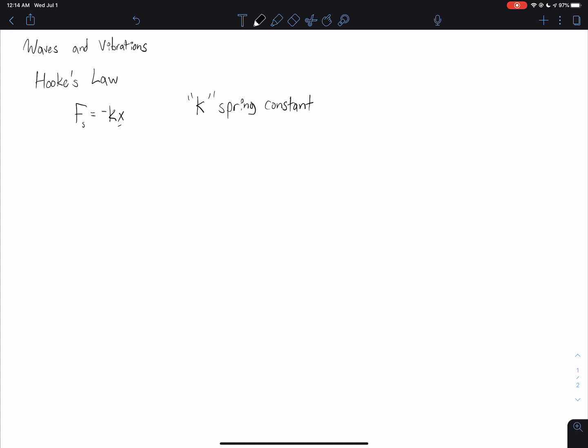So what does that mean? Let's say we have, this is the ceiling, right? And we have a spring hanging, and it's attached to a box, right? If no force is being applied to this box right here, and the spring is just still, it's not moving up or down, this is the position that we call equilibrium. Okay?